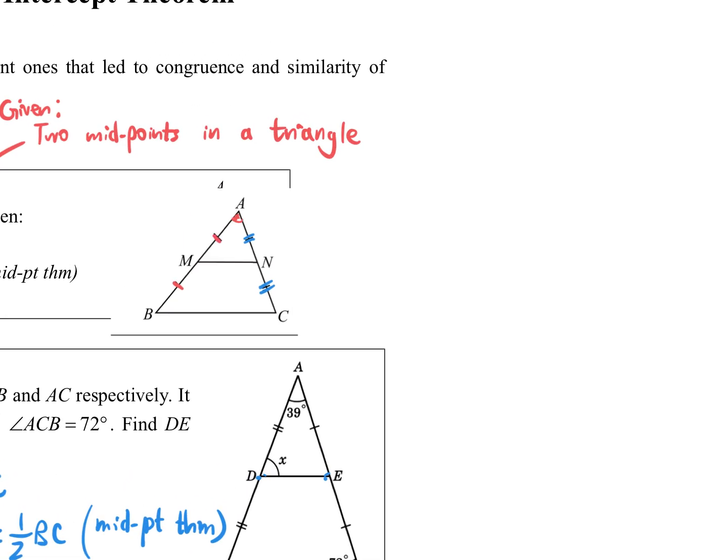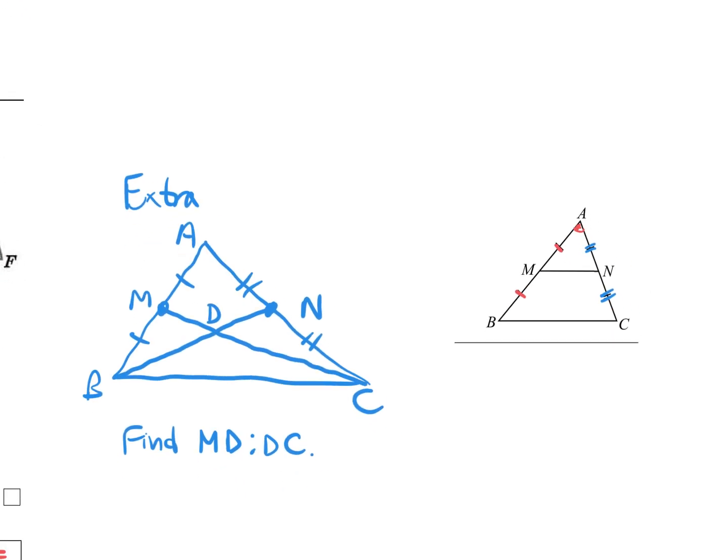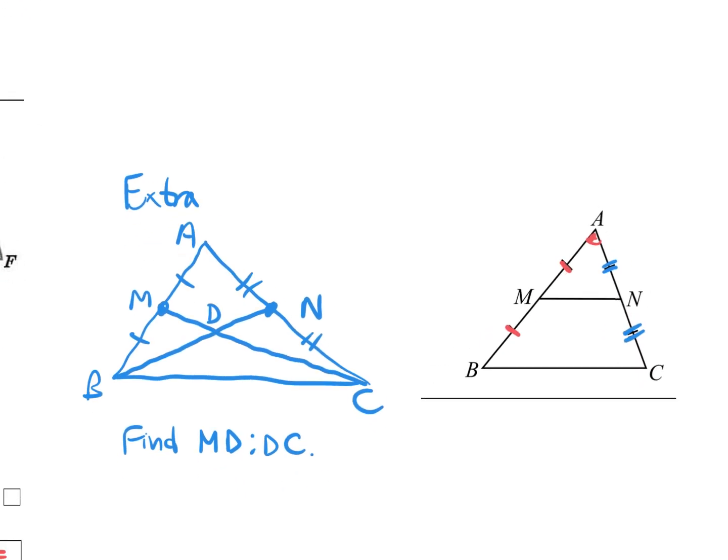If we join MN, then the relevant theorem is the Mid Point Theorem, and your main conclusion is MN is half of BC. This diagram is still the same, but if we join different lines, then we can consider MD and DC, and the ratio would be 1 to 2 because of centroid properties. Okay? So compare these two. Sometimes people are confused about this, but the Mid Point Theorem applies when you join up the midpoints. Okay, next. How about this?